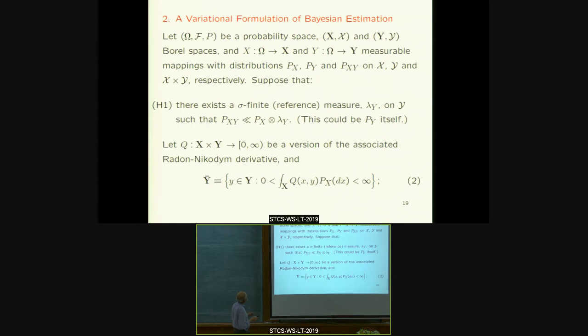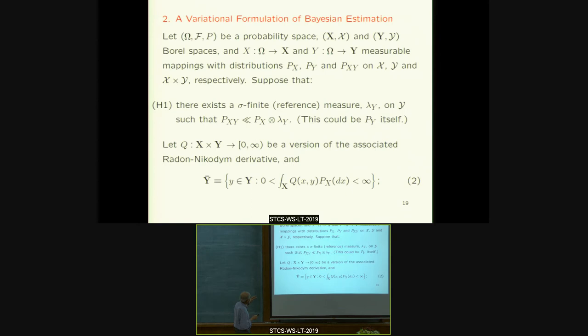So the picture is the following. You have a probability space, and you have two random variables, x and y. I also use Borel space. And x and y have a joint distribution p of x, y, and marginals px and py. And there exists a reference measure lambda on the space y, because I may want to change measures, such that pxy has a density with respect to px times lambda y. So we have p of x, y absolutely continuous with respect to p of x times lambda y.